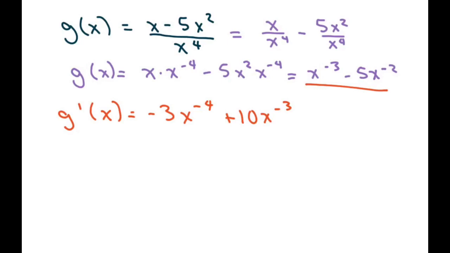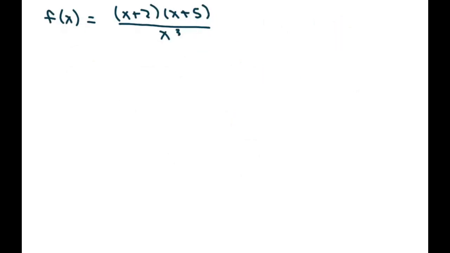Now what we want to do, we don't want negative exponents, so let's simplify further. This will be negative 3 over x to the 4th plus 10 over x cubed, using our properties of exponents. Okay, and the next one is this one.